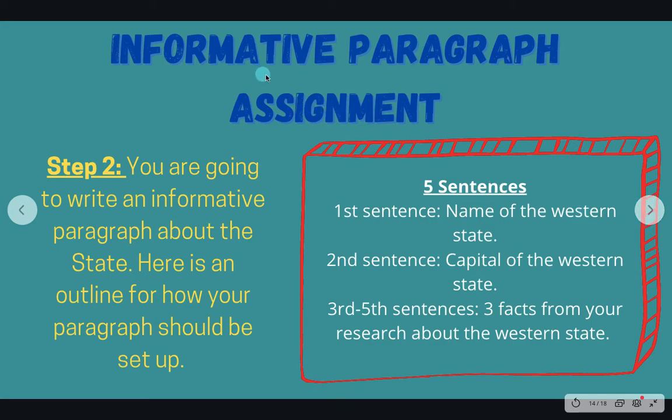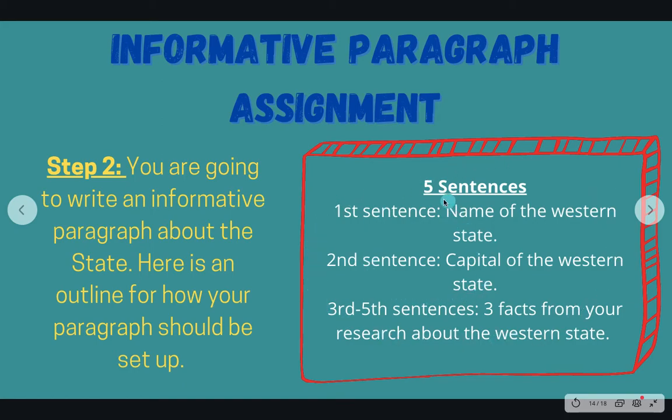Okay, so step 2, you are going to write an informative paragraph about the state. Here is an outline for how your paragraph should be set up. Once you have completed all your research, you have watched the video, and you have read the National Geographic Kids page, you're going to begin writing your informative paragraph. So this is an outline for how your paragraph should look.